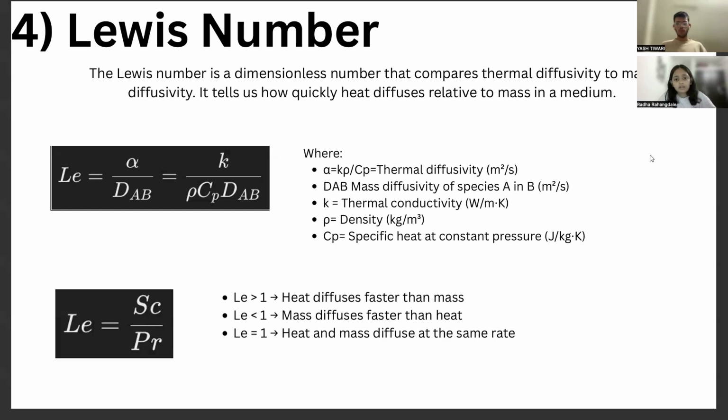So here alpha is k by rho Cp, which is the thermal diffusivity. D_AB is the mass diffusivity of species A and B. k is your thermal conductivity, rho is your density, Cp is your specific heat at constant pressure, joule per kg Kelvin. Lewis number, if greater than 1, it means heat diffuses faster than mass. If Lewis number is less than 1, then mass diffuses faster than heat. If Lewis number equals 1, then heat and mass diffuse at the same rate.